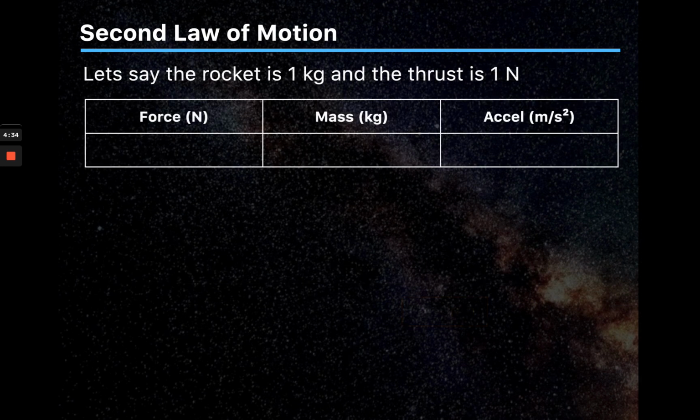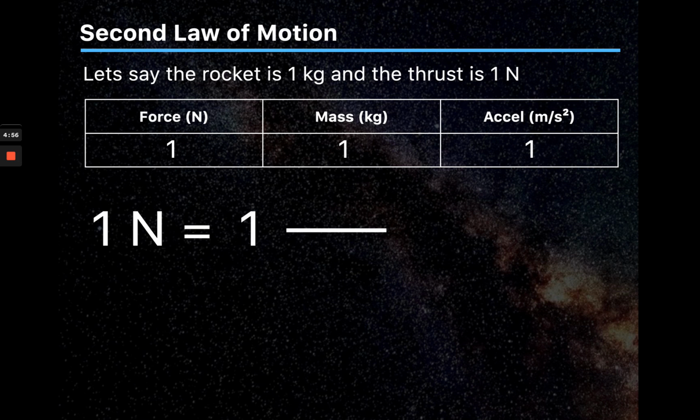Now, the second law of motion says this. Let's say for the sake of simplicity, the rocket is 1 kilogram. Now, the rocket's 1 kilogram, and we have a thrust of 1 newton, you will have an acceleration of 1 meter per second squared, because that is what 1 newton is. 1 newton is defined as 1 kilogram meter per second squared.